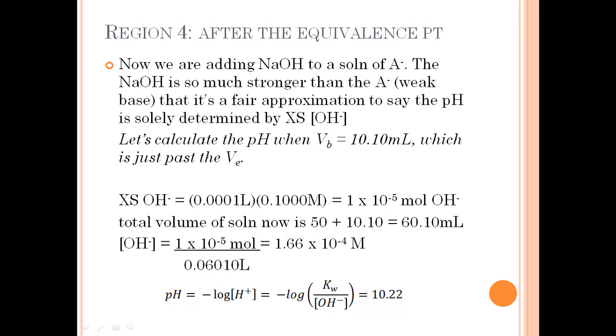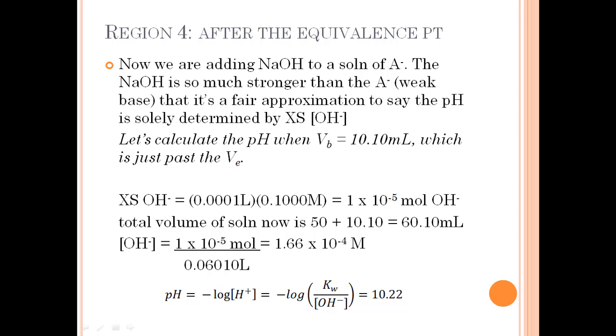So we have done all 4 regions of a weak acid with a strong base titration. Region number 1 is just a weak acid problem, and we've done these many times. Region number 2, the minute that you start adding base to that weak acid, that's a buffer. So you use the HH equation. Region number 3 is the equivalence point, and that is simply a weak base problem.